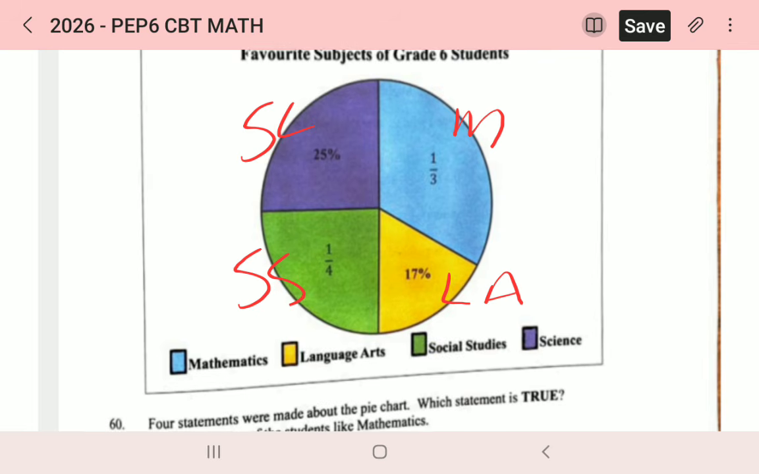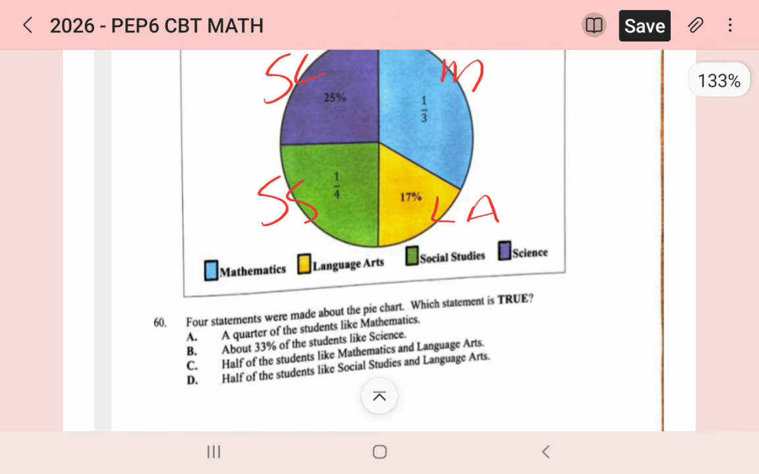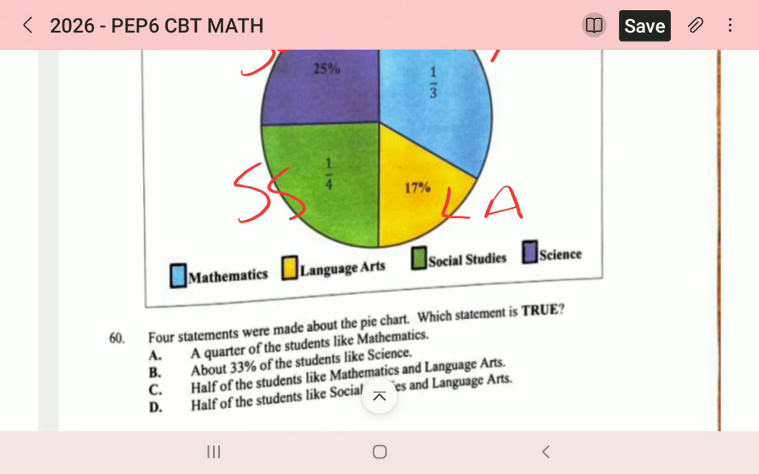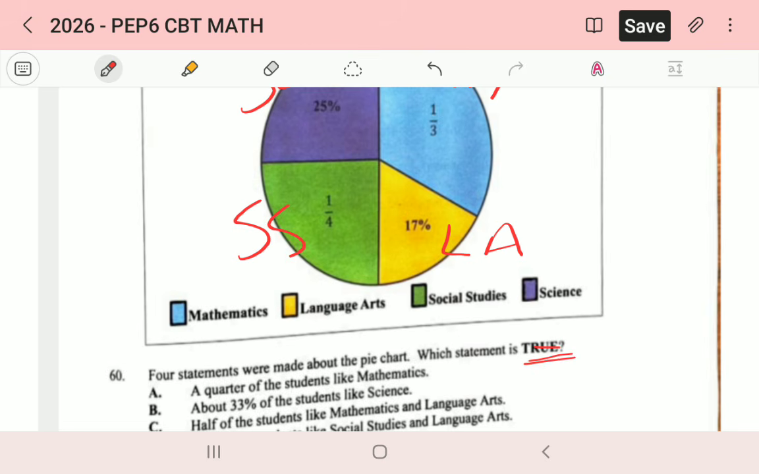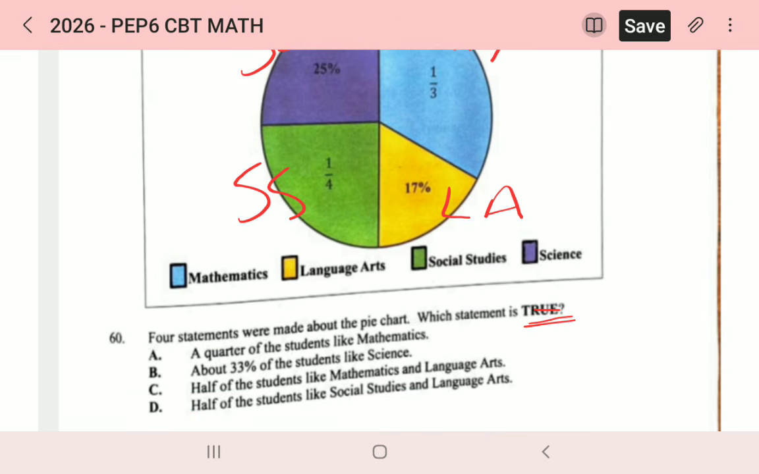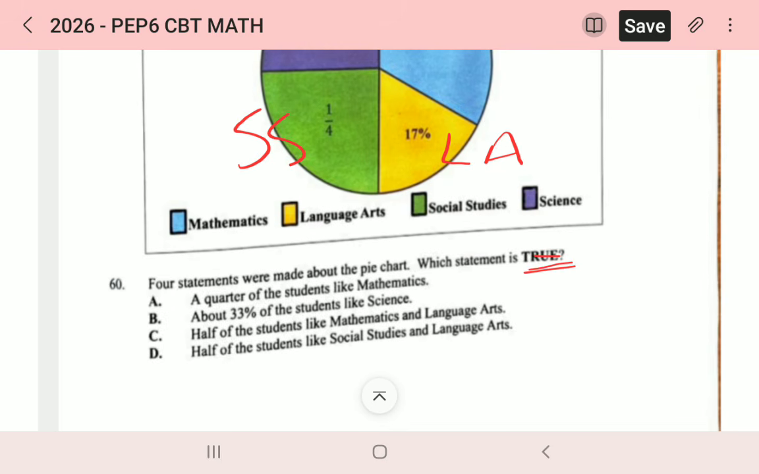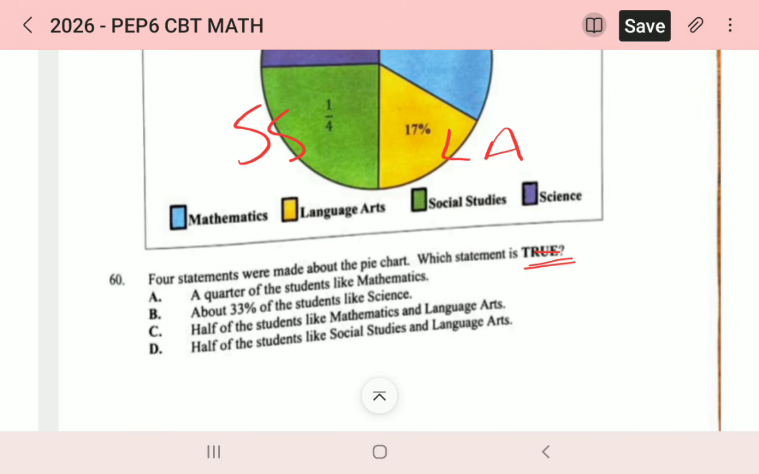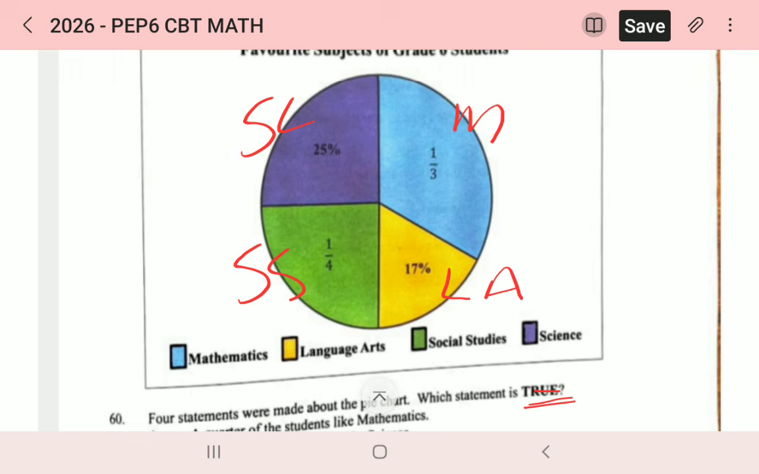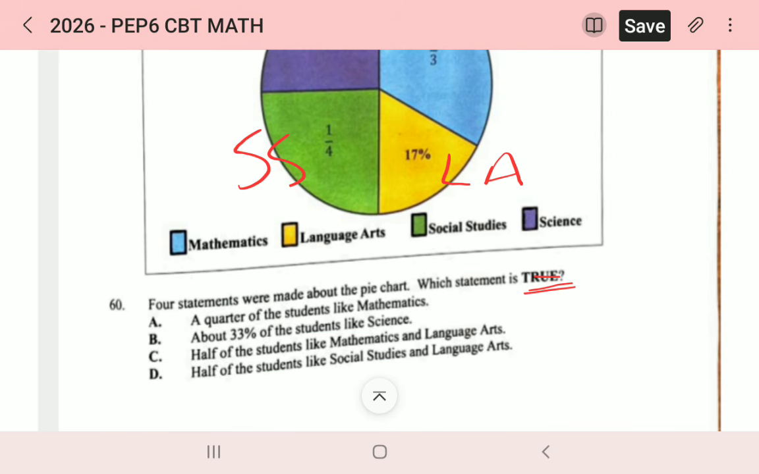So it says 4 statements were made about the pie chart. Which statement is true? A says a quarter of the students liked mathematics. We're seeing a third, so it can't be a quarter. About 33% of the students like science, says B. And C says half of the students like maths and language together.